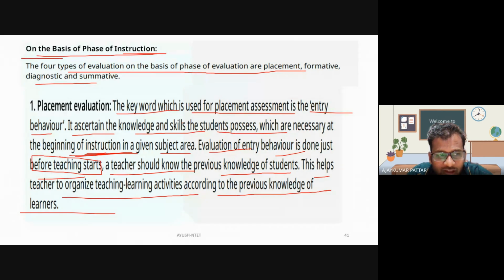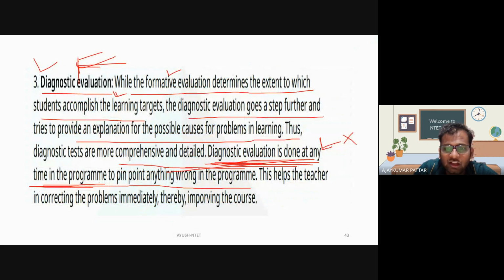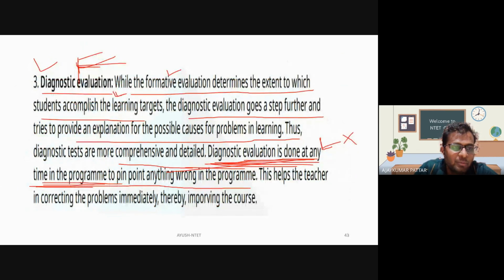मैं डायरेक्ट क्वेश्चन है, placement evaluation will be done before the course. Formative evaluation is during the course or program, during the program before completion. Diagnostic evaluation is also done at any time in the program. But summative, as the name indicates, is done at the end of completion of the course. That is summative evaluation. अभी बोलो answer.